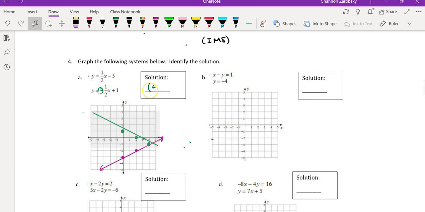So we're just going to say it is 4, -1. We saw where that landed.